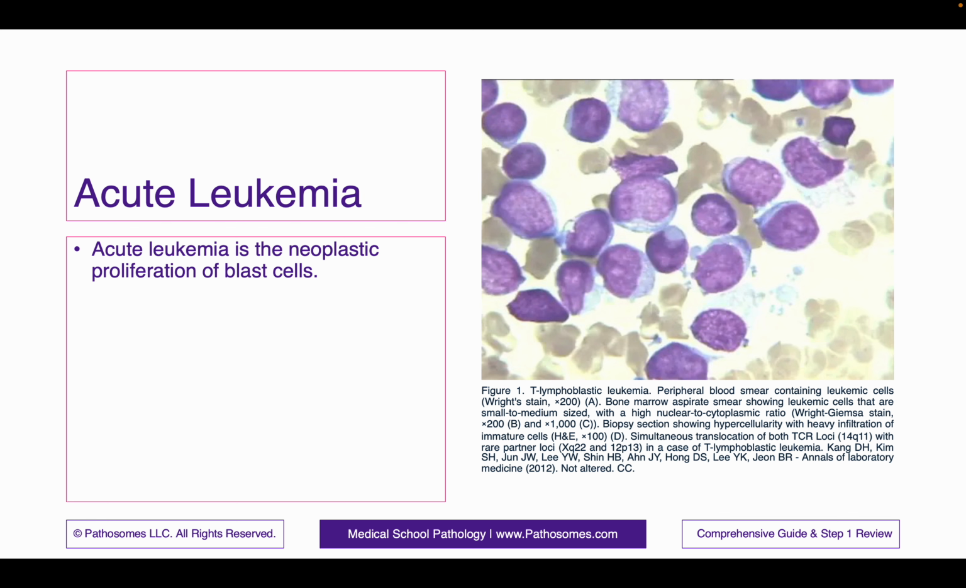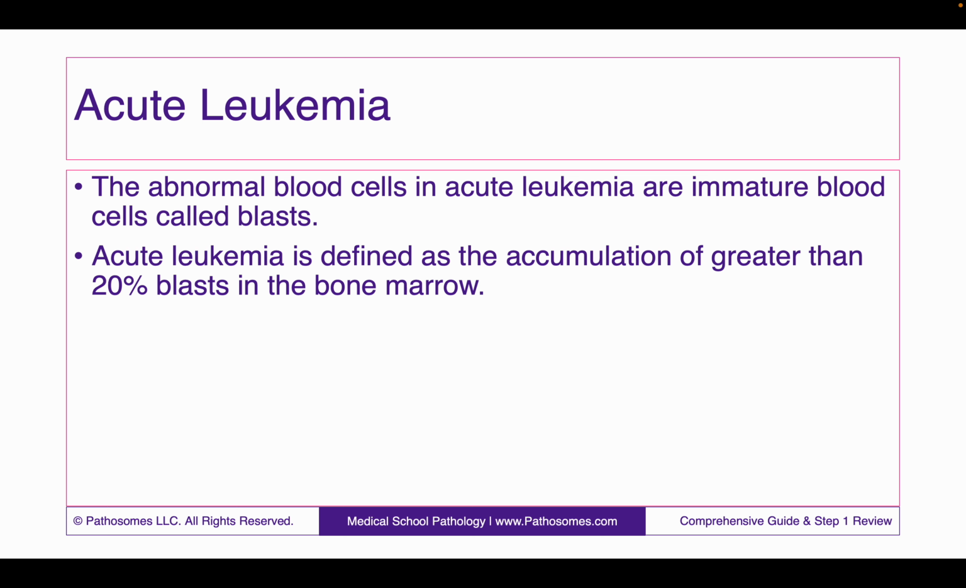Acute leukemia is the neoplastic proliferation of blast cells. In this image to the right, we can see histopathology of T lymphoblastic leukemia on a peripheral blood smear. You see all those blasts. Now, the abnormal blood cells in acute leukemia are immature blood cells called blasts. Acute leukemia is defined as the accumulation of greater than 20% blasts in the bone marrow. You're going to need to know that number, 20%.